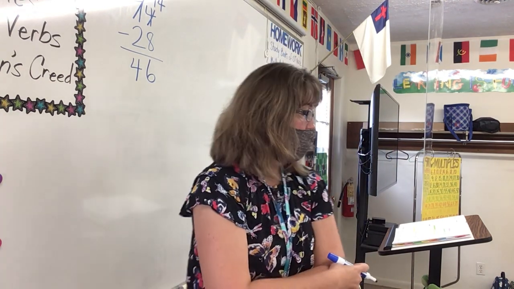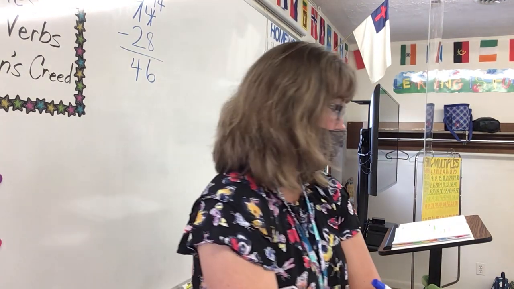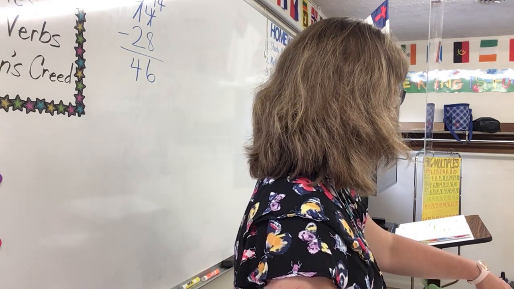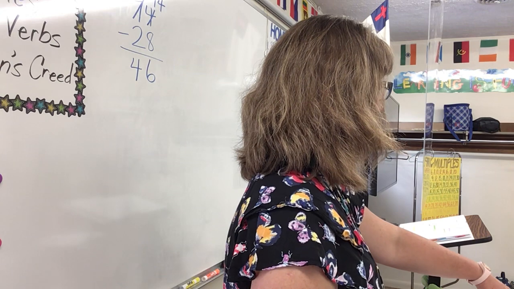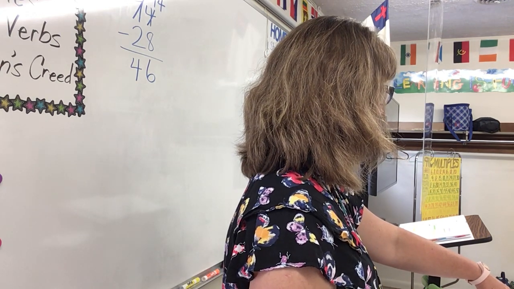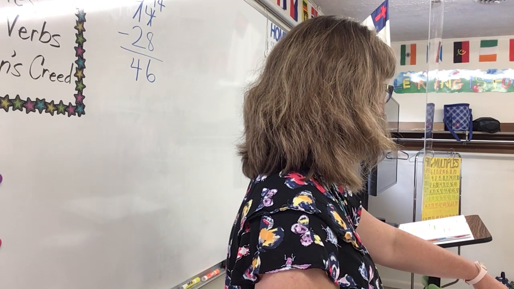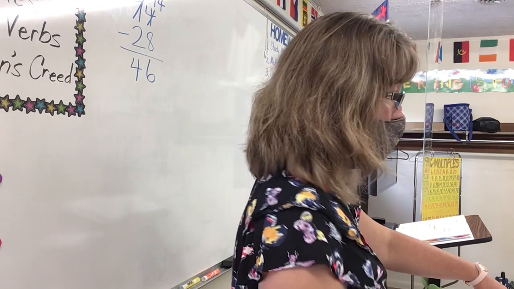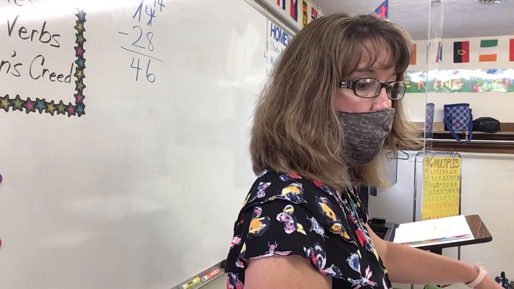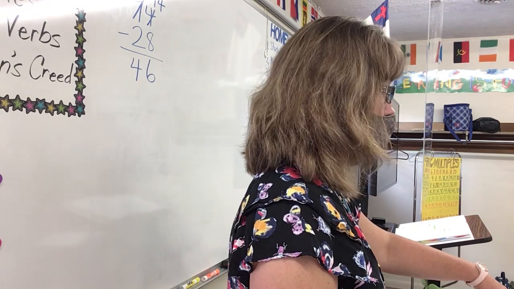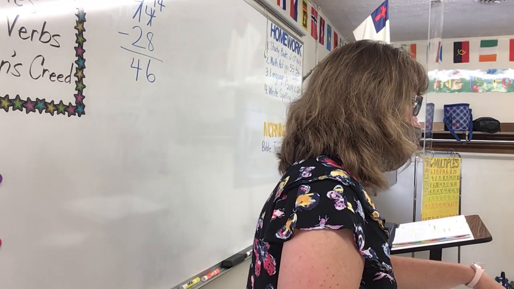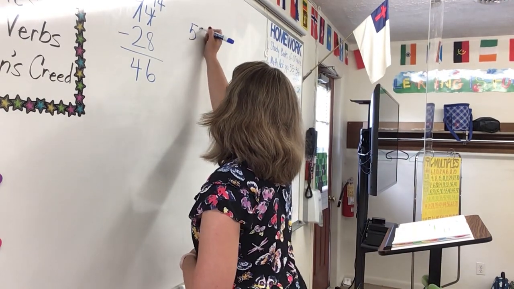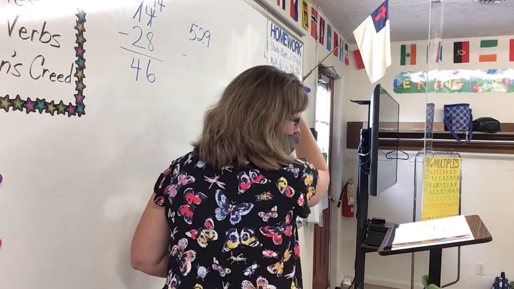Okay, number 2. If we have 529 minus 146, what will the answer estimate to? We've got 500, right? Minus 100. What's 500 minus 100? 400 is the estimated answer. So circle 400. And then let's actually do the math. So 529 minus 146.